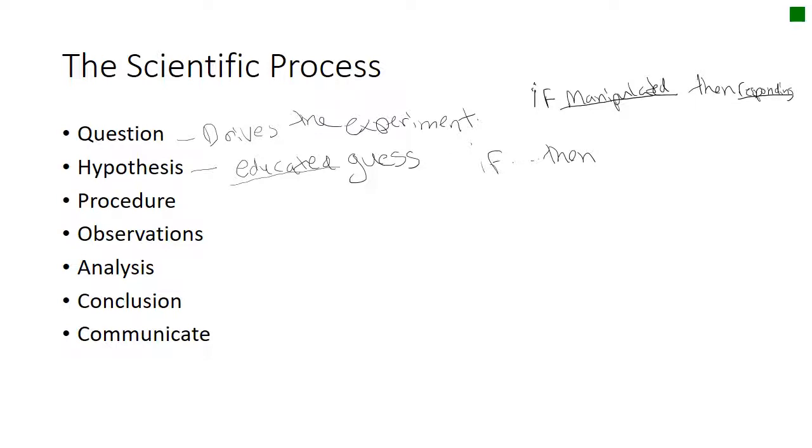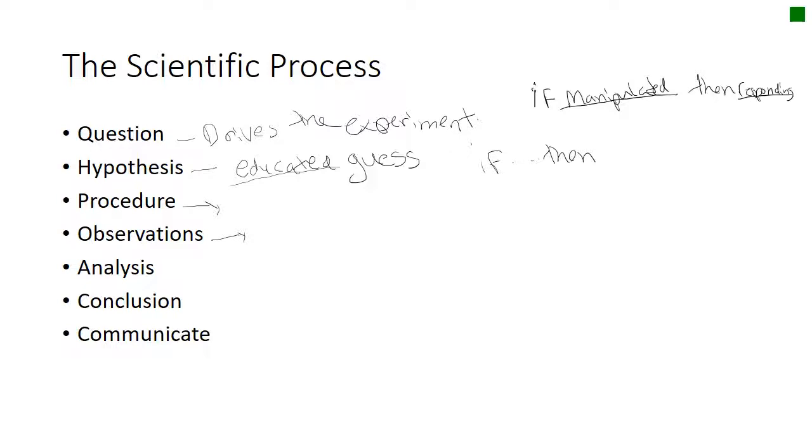Okay? And after you get your hypothesis, you come up with a procedure. So what is going to be your procedure? Basically, that's what you do to try testing your hypothesis. So the procedure is the steps that you do. Afterwards, you then do it. And then you make your observations.